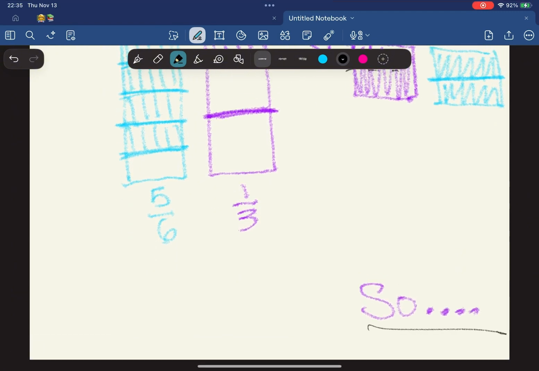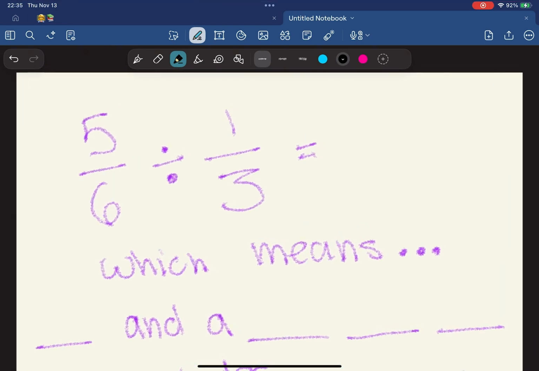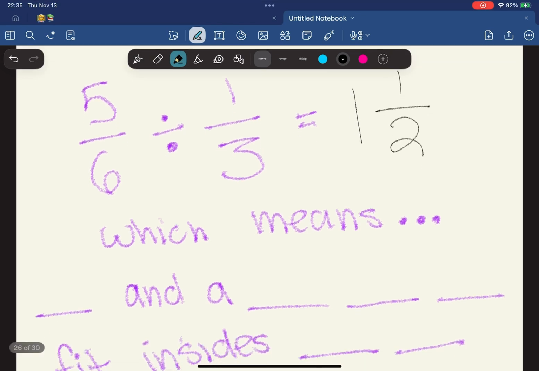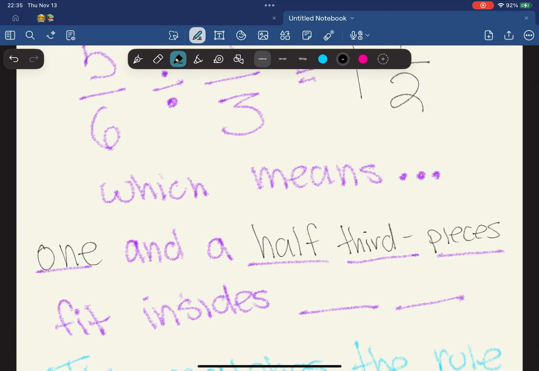So let's move on. We had our 2/6 and they fit once inside the 5/6. 2 more 6ths fit partly. Then I have 1/6 left, which is half of a 1/3 piece. That's how we got that up there. So 5/6 divided by 1/3 is equal to 1 1/2, like we just said, which means 1 1/2 third pieces fit inside the 5/6. So I'm a slow writer.